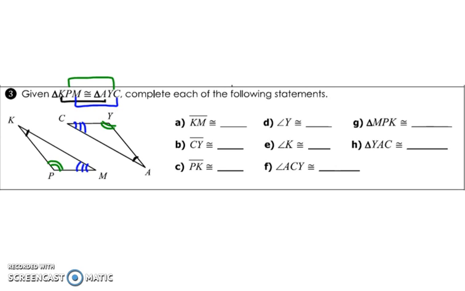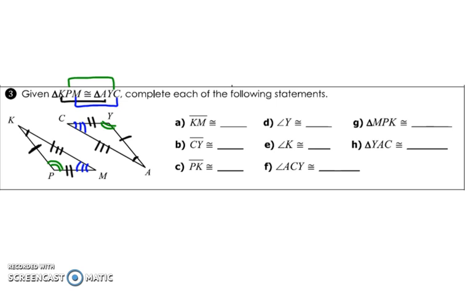Now, if we label our sides, if I talk about KP, well, that's between the black and the green. So that's going to be congruent to AY. If I have PM, it's between the green and the blue. Well, I'm going to go between the green and the blue. That's CY. Last but not least, I have KM. That's going to be congruent to AC. So now we can label and answer it.